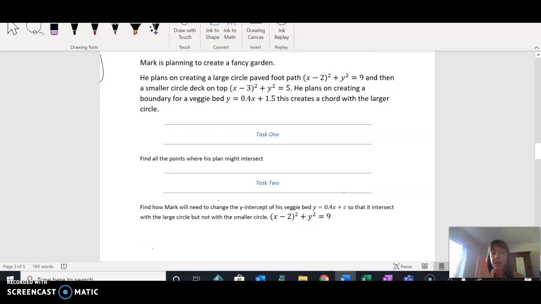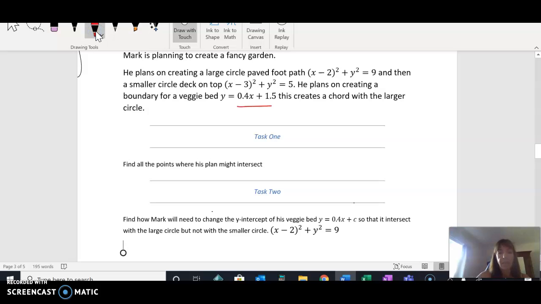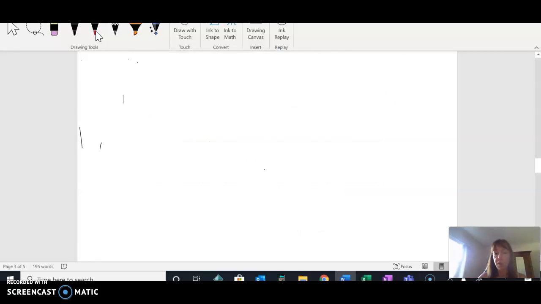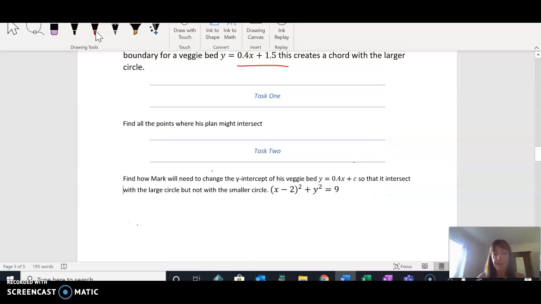Task 1, we substituted a straight line into the two circles, and we found where it intersected the large one. Obviously when we did it into the small one, it did not intersect as per the diagram over here. Okay, in the second, then we substituted the two circles together.